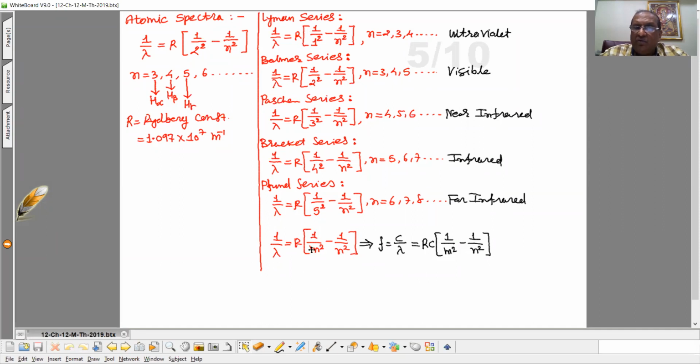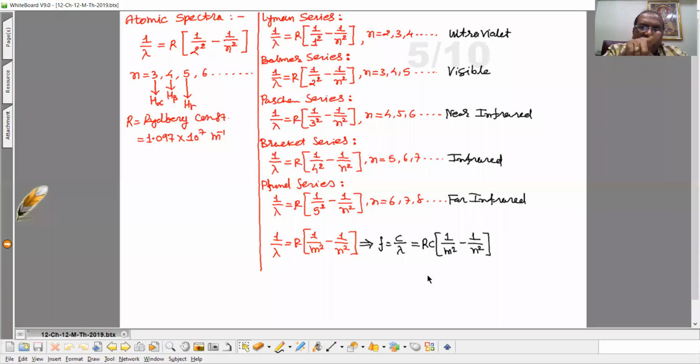So if you take m equal to 1, then n should be greater than m. So n that we have to consider is 2, 3, 4, then we will get the Lyman series. If you take m equal to 2, then n will be 3, 4, 5, you will get the Balmer series. Then if you take m equal to 3, then n will be greater than m always, so 4, 5, 6 onwards, we will get the Paschen series. So in this way, we can prepare a common equation to calculate the wavelength of any spectral line of any spectral series. Clear to all of you?